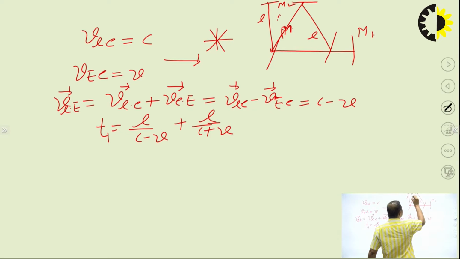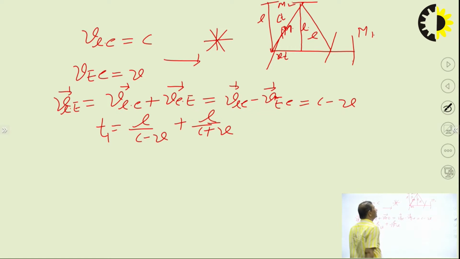So this distance is ct, and this distance is L. And this is vt. So in the time t, the light beam reaches from this point towards this point. In the same time, our apparatus will move with velocity v, which is the velocity of Earth with respect to ether, that is, vt.